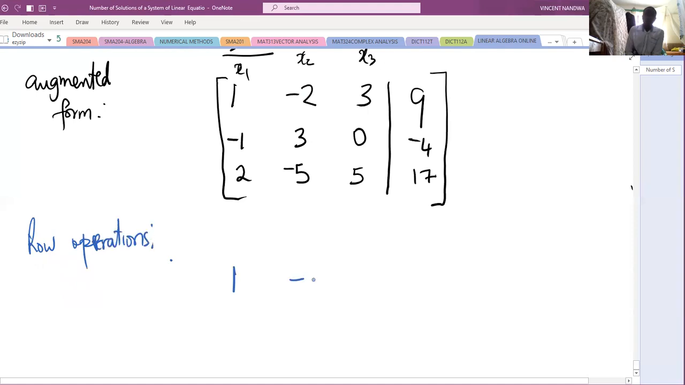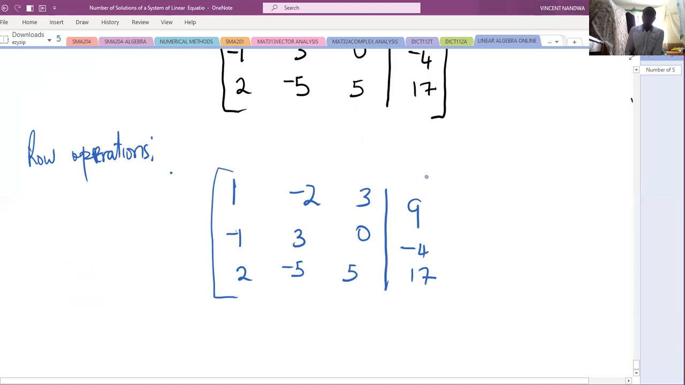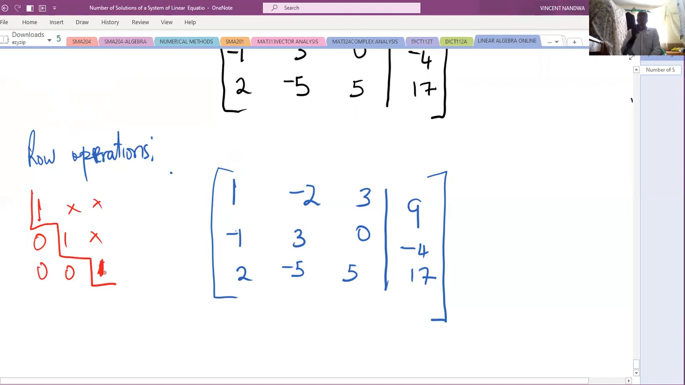So we have 1, -2, 3, -1, 3, 0, 2, -5, 5, 9, -4, 17. Now, because we have 3 equations, the row echelon form structure should be this. We should have 1, 0, 1, 0, 0, 1. This is how our staircase pattern should be: ones along the main diagonal, zeros below, and the other positions can be taken by any number.